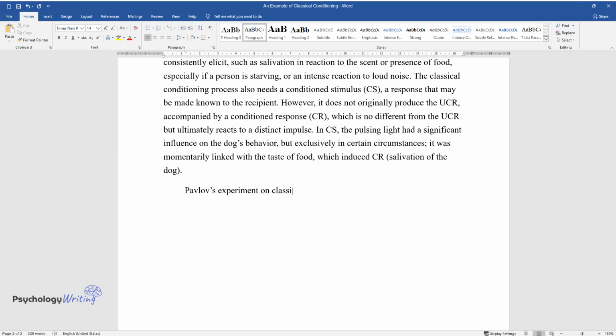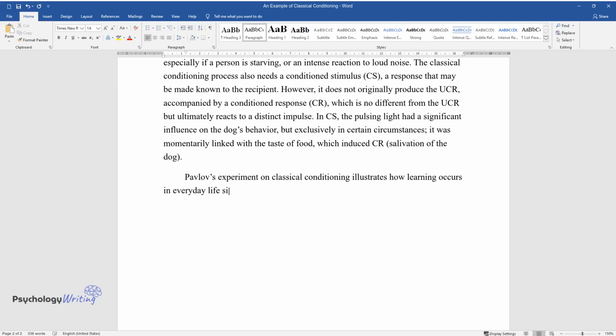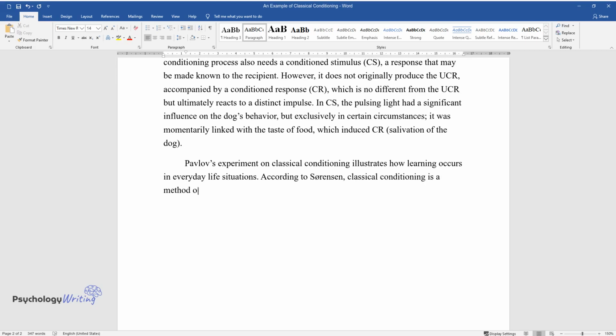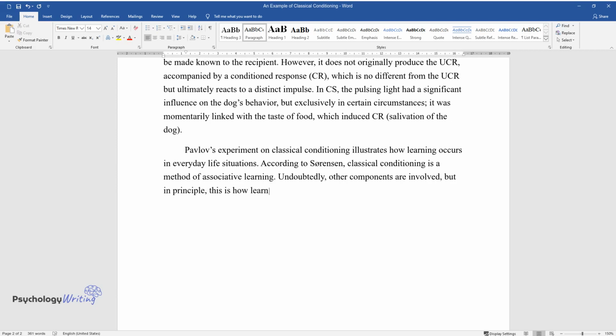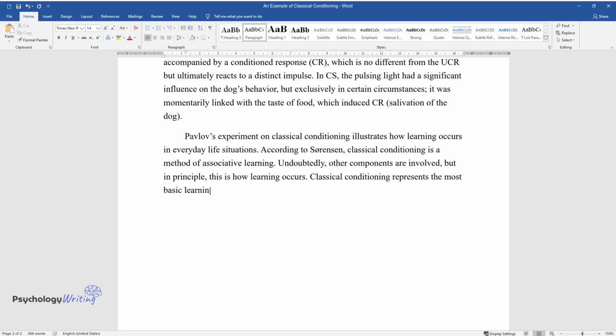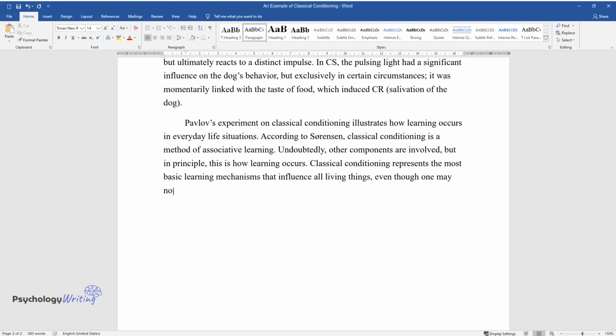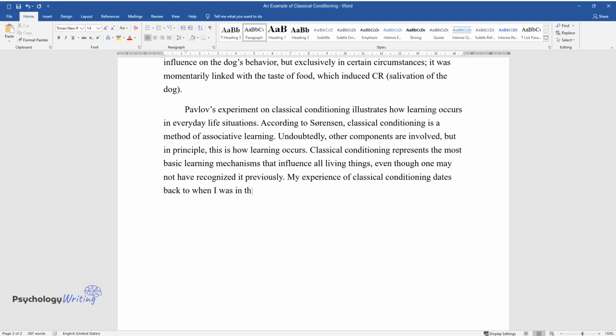Pavlov's experiment on classical conditioning illustrates how learning occurs in everyday life situations. According to Sørensen, classical conditioning is a method of associative learning. Undoubtedly, other components are involved, but in principle, this is how learning occurs. Classical conditioning represents the most basic learning mechanisms that influence all living things, even though one may not have recognized it previously. My experience of classical conditioning dates back to when I was in third grade.